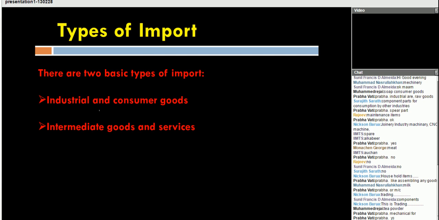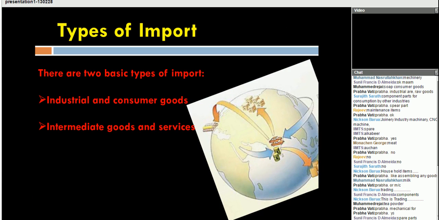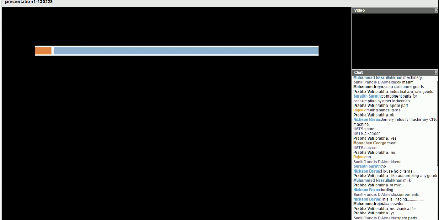Tea powder. Okay, tea powder is not. Similarly, if sugar can be used, but tea can be used only for one purpose. It does not have a lot of scope for resale. Okay, sugar and milk have got a lot of scope, but not tea powder. So that is just a consumer good. So these are the different types of imports.